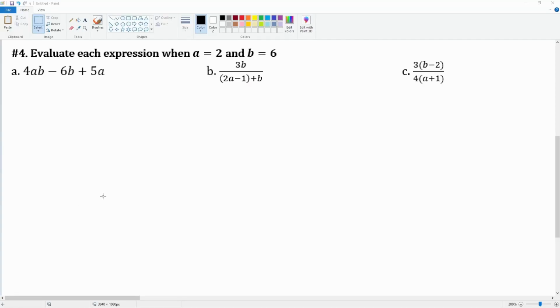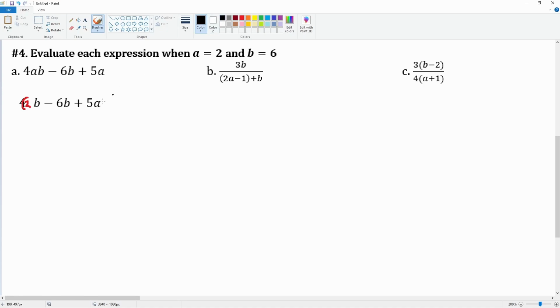Number 4 here asks us to evaluate each expression. It's hard to evaluate it unless you know the values of a and b, which we are actually given here. So let's just copy down the problem. And now let's make the substitution. We erased the a and it looks like a was equal to the number 2. So let's plug that in.